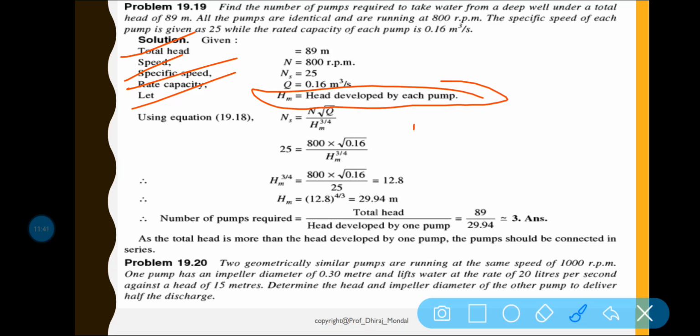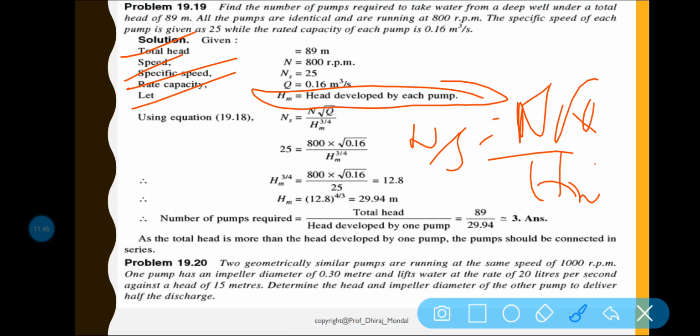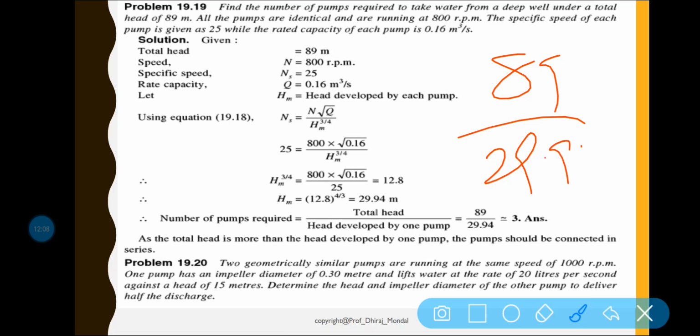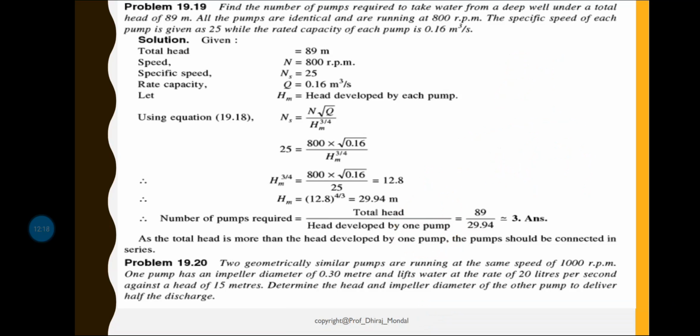You have to calculate with the help of ns is equal to n root Q by Hm to the power 3/4. From this formula you can find the manometric head. Once you have the manometric head, you can easily find the number of pumps, because total head is given as 89. So total head, 89, divided by head developed by one pump, 29.94, ultimately gives the number of pumps required, that is 3. That is the answer. Clear?